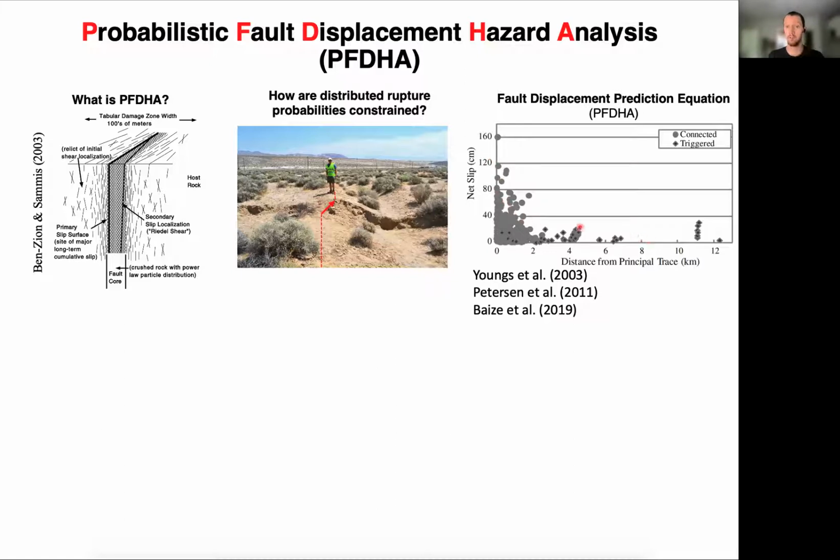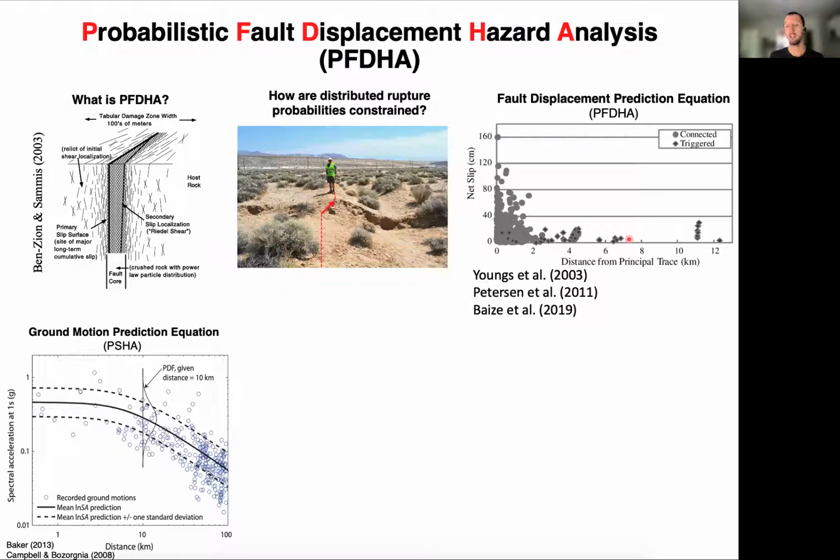So in this example here, it's showing the distance away from the primary fault surface. And so you're trying to characterize the attenuation of distributed displacement away from the primary fault surface using these field observations. You can think of PFHA as being analogous to PSHA, really because PFHA takes the probability theory from PSHA. In PSHA, what you're trying to do is constrain this ground motion prediction equation. So how does some seismic parameter, say in this case, spectral acceleration, attenuate with distance away from the source? And in PFHA, what we're trying to do is similar in that we're trying to characterize how fault displacement attenuates away from the primary fault using fault displacement prediction equations.